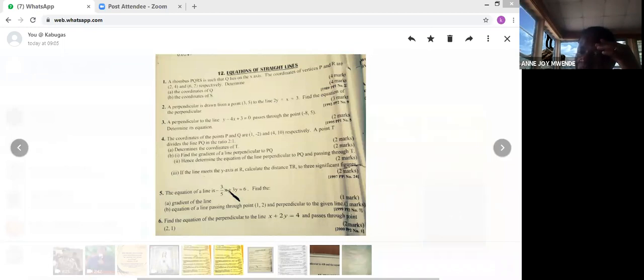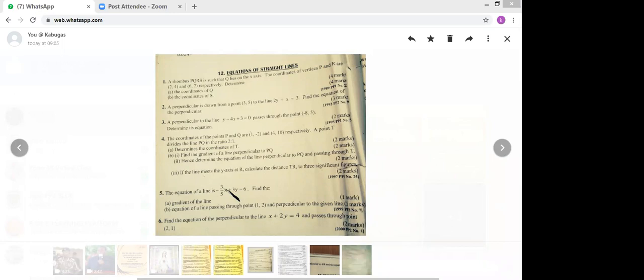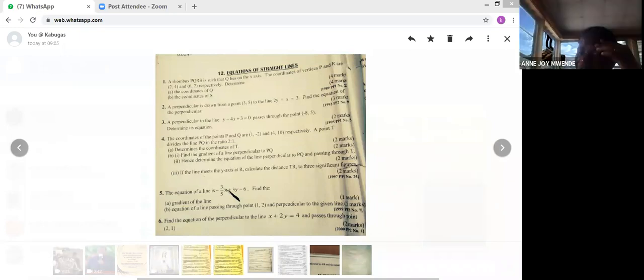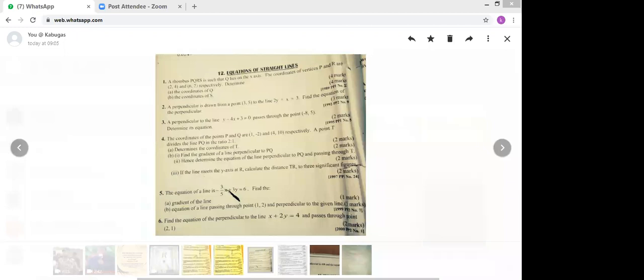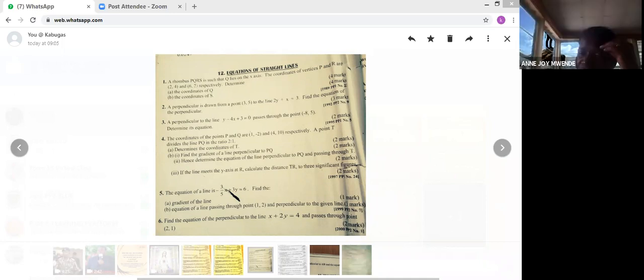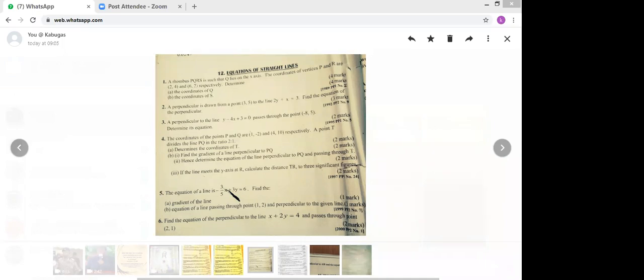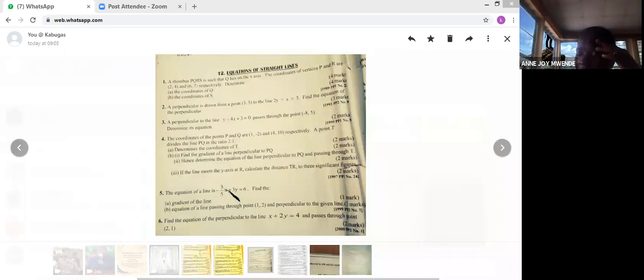Okay, Wisdom. 4y plus x minus 27 is equal to 0. Write the equation in the form of ax plus by plus c is equal to 0. Yes, it is correct, but you are starting with the 4y. You're supposed to start with the x. You have interchanged. Okay, got it.